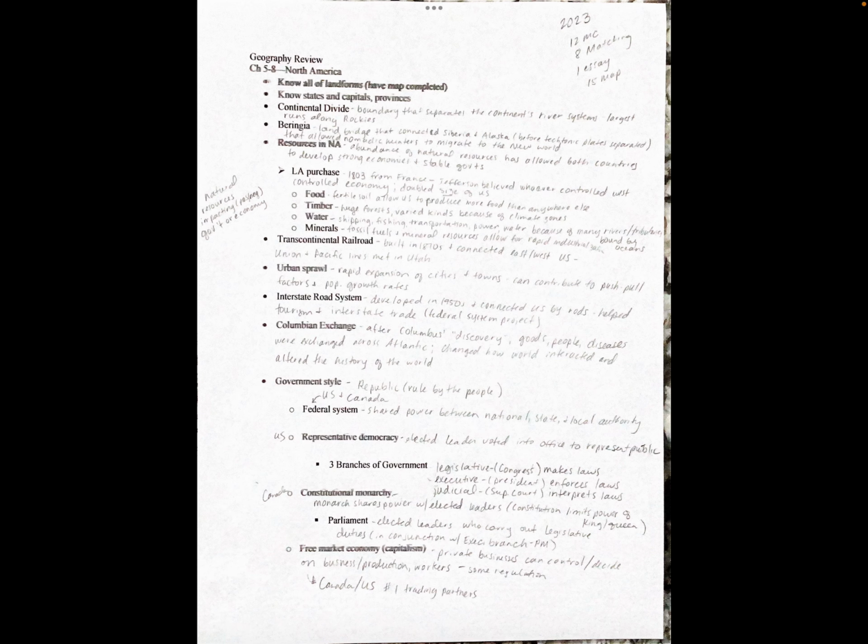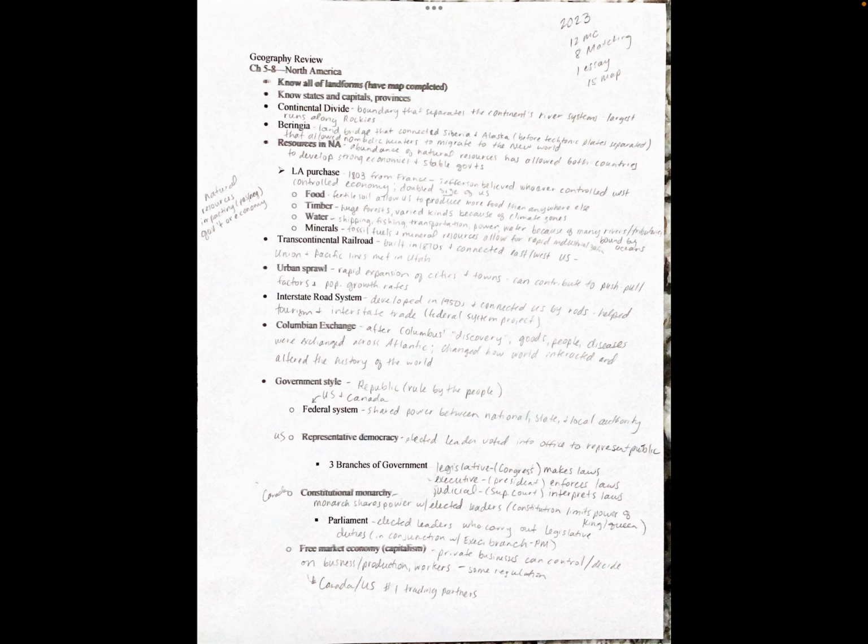In our representative democracy in the United States, we have 3 branches of government. The first and oldest established one is the legislative branch. That's what we know as Congress. Congress makes the laws. Then we have the executive branch, that's the president. The president enforces the laws. And then we have the judicial branch, that's the Supreme Court, and they interpret the law.